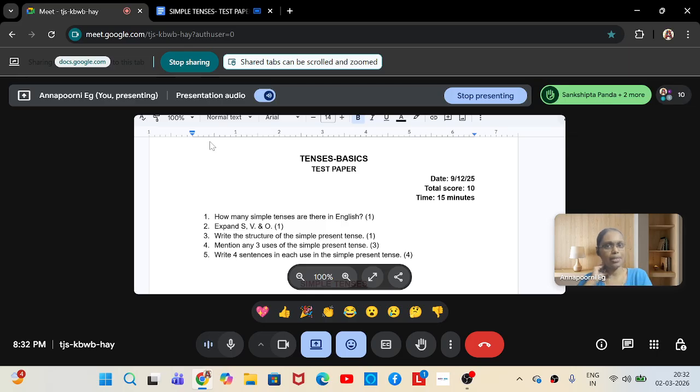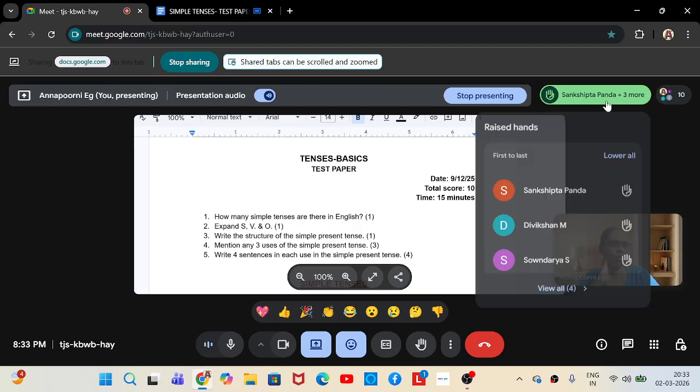One use and one example corresponding to it. Yes, ma'am. It is used to express the scientific truth, such as water boils at 100 degrees Celsius. Good. Soundarya? To express a universal truth, the earth revolves around the sun. Good. One more person I called, Palak.